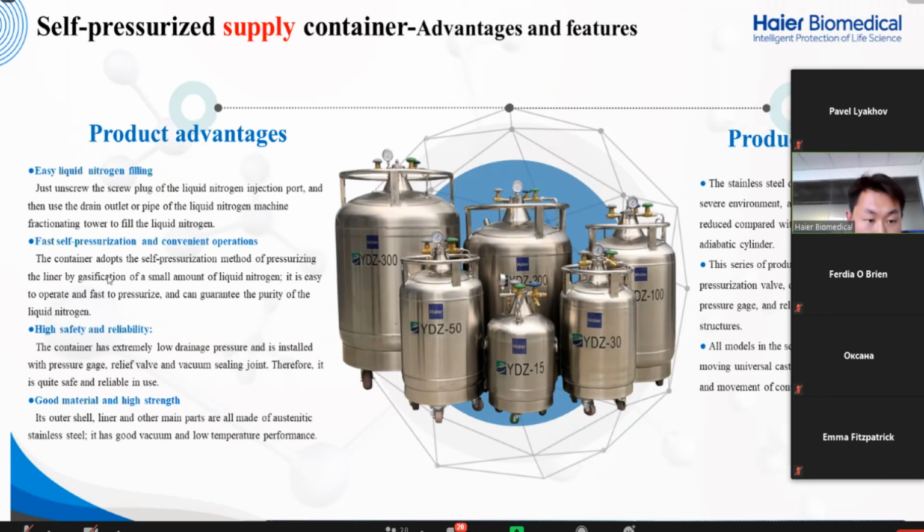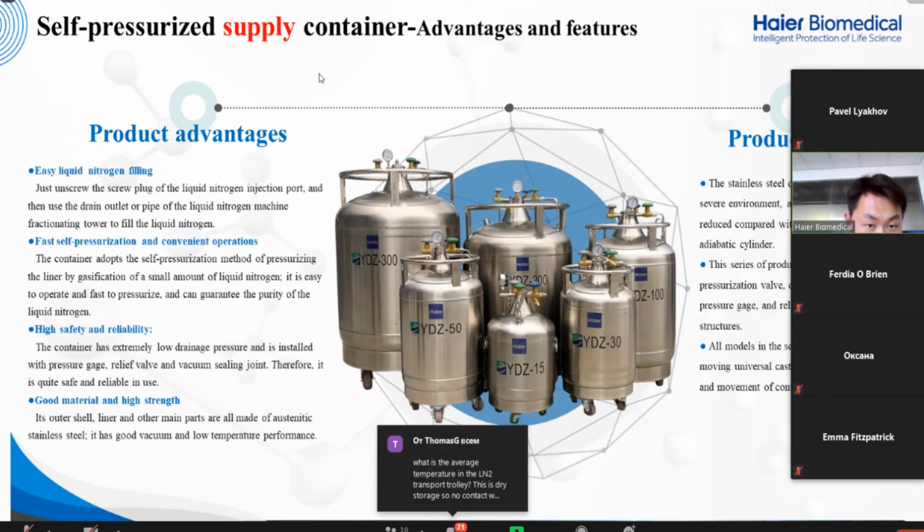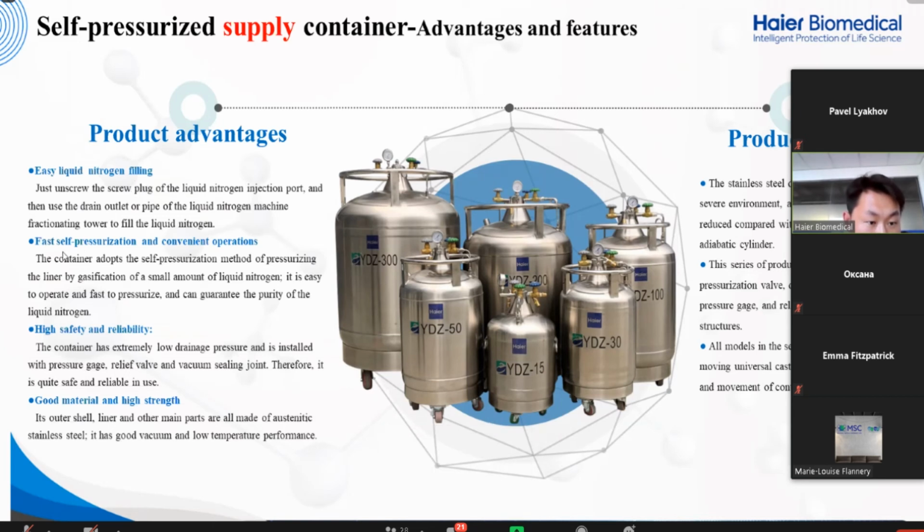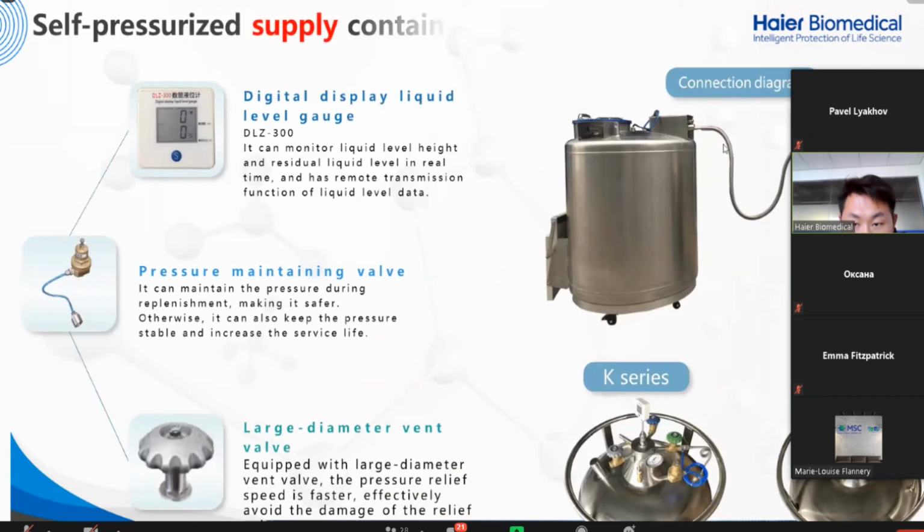And so these are the advantages of our self-pressured supply container. Normally they have these four advantages: easy liquid nitrogen filling, fast self-pressurization and convenient operation, high safety and reliability, and good material and high strength. These are the four advantages.